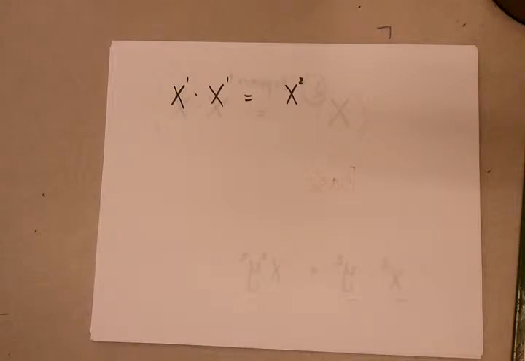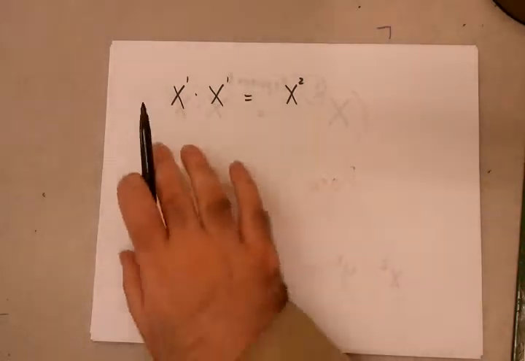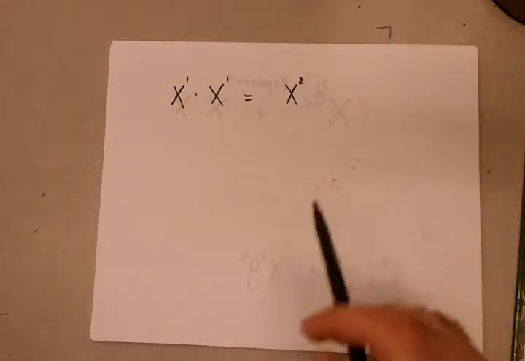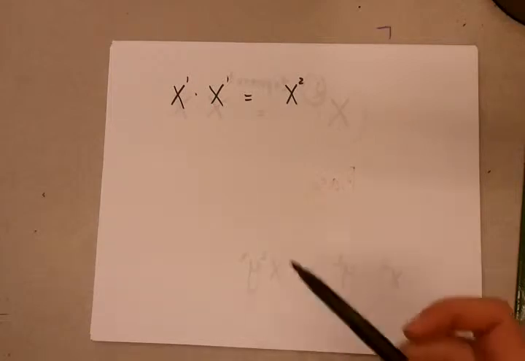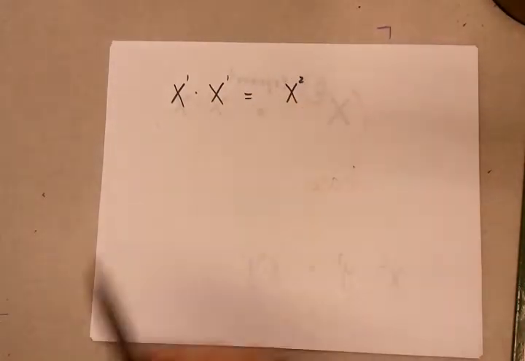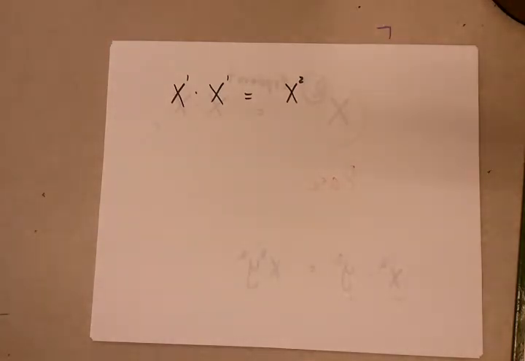If the base is the same, to multiply the powers having the same base, you add the exponents. So when you're multiplying powers that have the same base, you just add the exponents. The base does not change. So we started out with the base x, and we're going to get a base x. The only thing that changes is the exponent. In this case, we're going to add them. 1 plus 1 gives us 2.